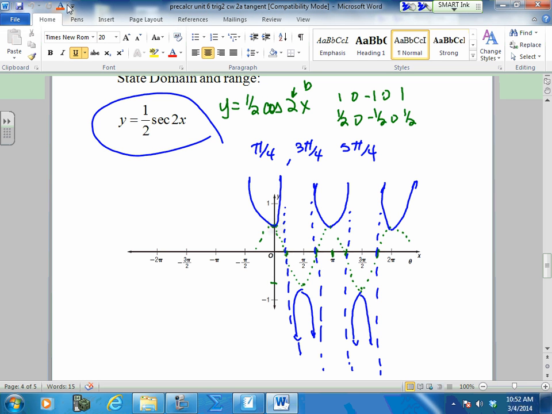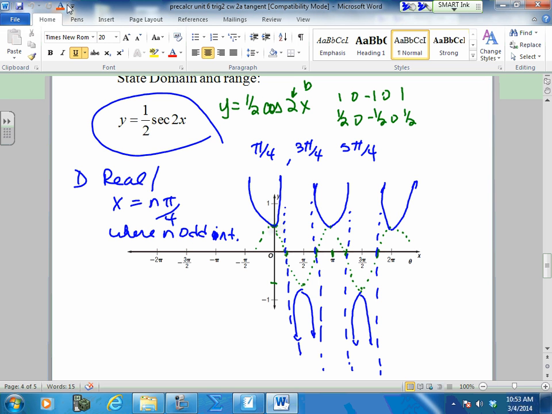Can you set this up as a domain for me? Reals except what? x is equal to what? n pi over 4, where n is what? An odd integer. Okay, that's one way. Just looking at our graph, we can look for the pattern.